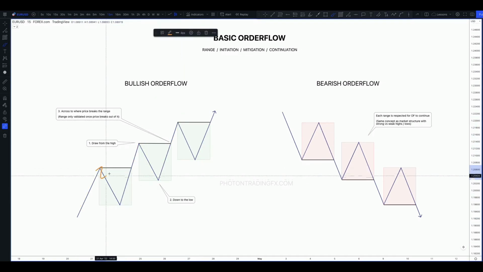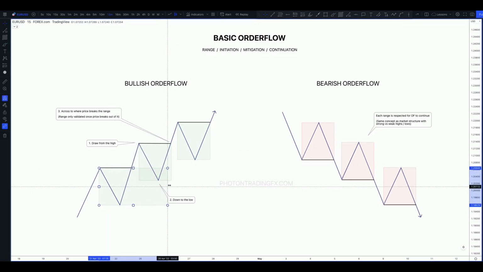Now, each of those pullbacks, whether it's a swing pullback, whether it's an internal pullback, whatever, it's just price pulling back. That, when it then breaks the high, that whole sell to buy range, from the high to the low, essentially that green box, is demand. If it breaks to the upside, that's your demand area. That's your demand range. So anywhere within that box is where you have your demand range.